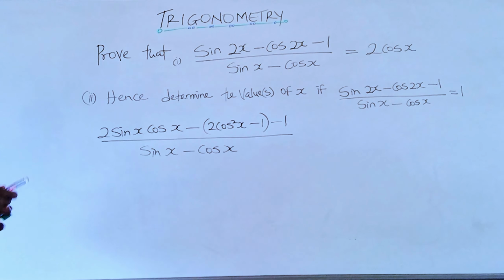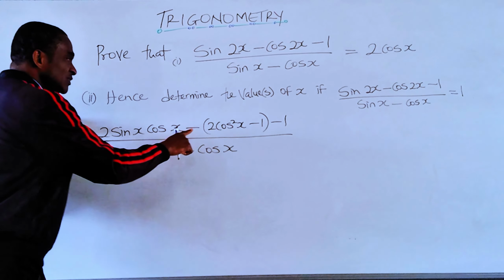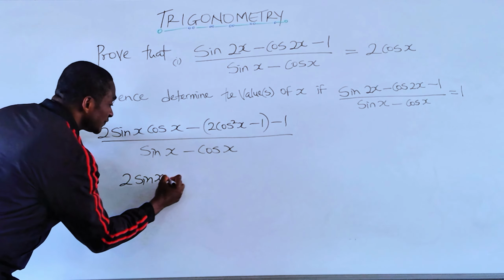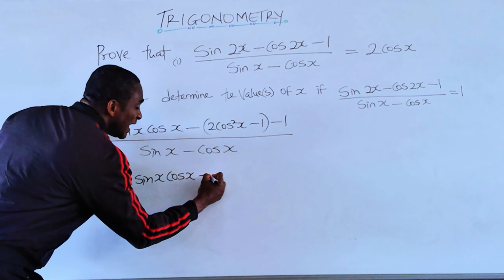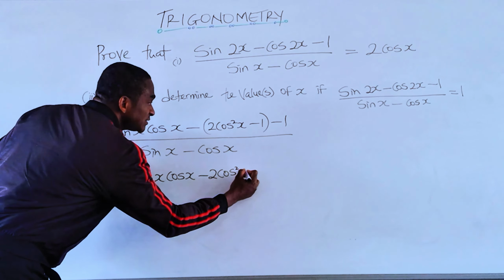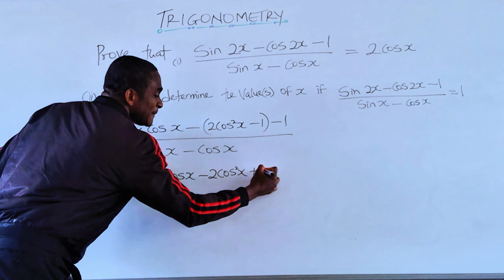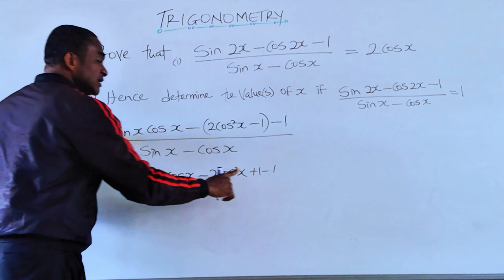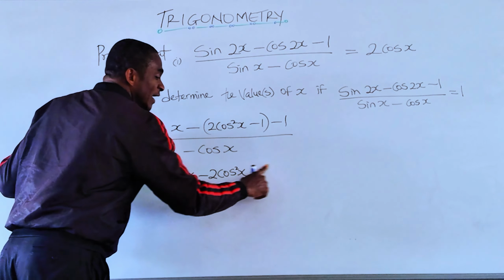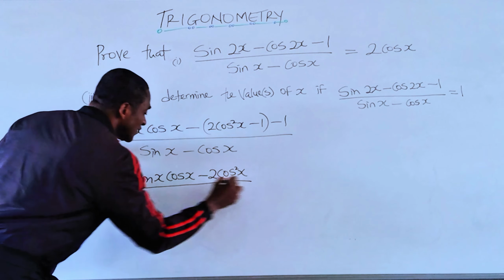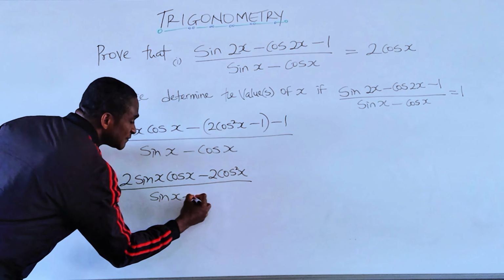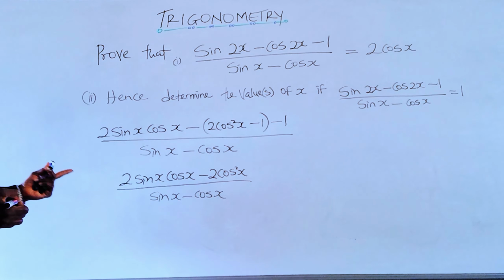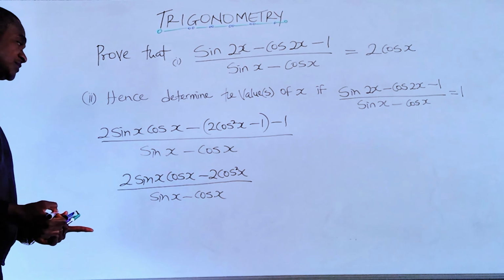Now let's go forward and simplify. This is going to be 2 sin x cos x minus 2 cos squared x, and this becomes plus 1 minus 1. So this plus 1 minus 1 takes each other away. And then we will have the same denominator. Now, what next? We will go ahead and factorize the numerator, because there's no other way.